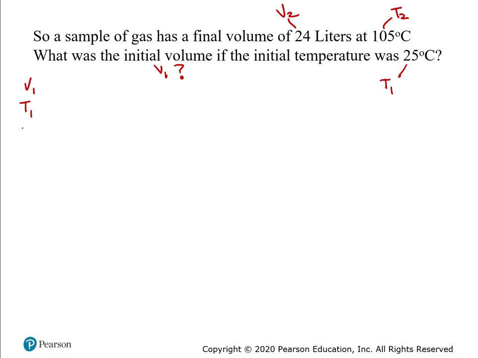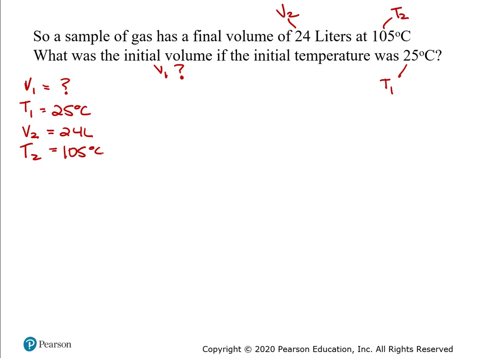So again, if you want, you can go and make the list. I'd encourage you to do this because you have to do the temperature change. So V1, we don't know. But T1 is 25 degrees Celsius. V2 is 24 liters. T2 is 105 degrees Celsius. Okay, so I identify.